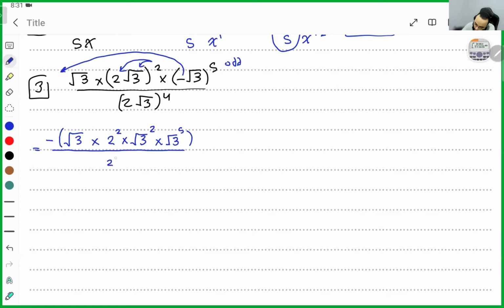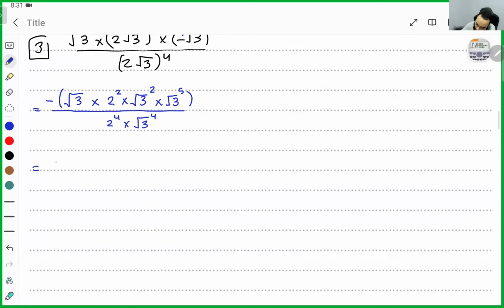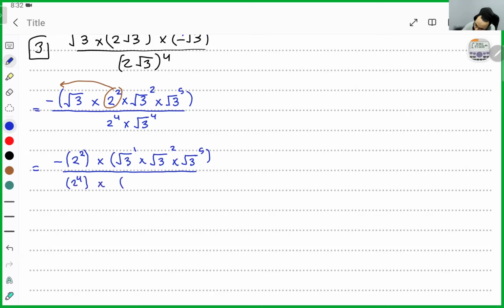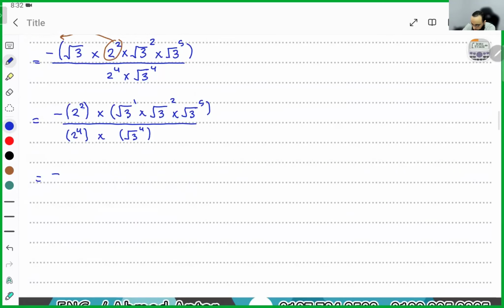Down, it's 2 power of 4 times root 3 power of 4. You know, I'll do the following. I'll get this part outside the bracket: 2 power of 2 times root 3 power of 1 times root 3 power of 2 times root 3 power of 5 over 2 power of 4 times root 3 power of 4. There is a negative. 2 power of 2 is 4, 2 power of 4 is 16, 4 over 16 is a quarter. Then it's negative 1 over 4.